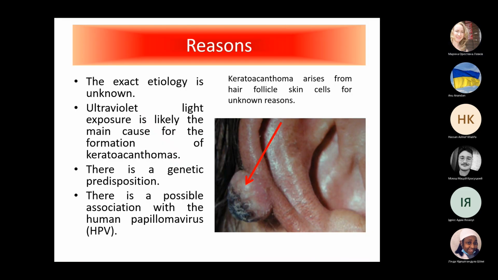Reasons. The exact etiology is unknown. Ultraviolet light exposure is likely the main cause for the formation of keratoacanthoma. There is a genetic predisposition. There is a possible association with the human papilloma virus. And on this photo, keratoacanthoma that arises from the hair follicle skin cells for unknown reasons.